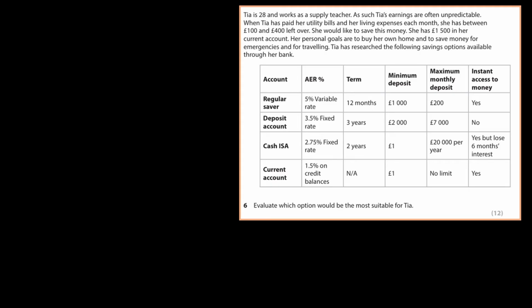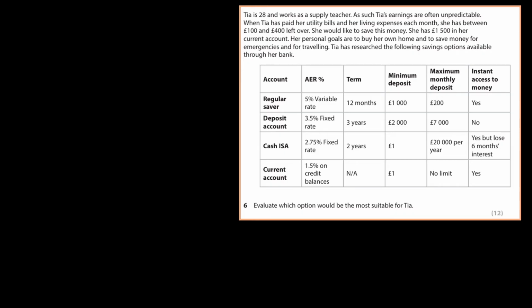Okay, so now let's have a look at the 12 mark question. This is the last question in the personal finance section. So Tia is 28 and works as a supply teacher. As such, Tia's earnings are often unpredictable. When Tia has paid her utility bills and her living expenses each month, she has between £100 and £400 left over. She would like to save this money.